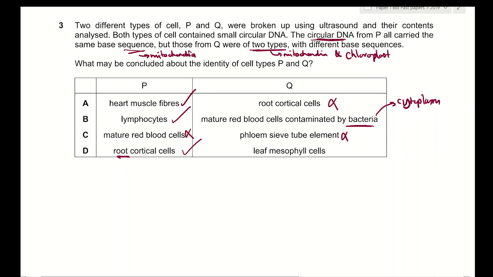Now, finally, for D, leaf mesophyll cells. So mesophyll cells, they need to photosynthesize. Therefore, they must have both mitochondria and chloroplasts. Therefore, D is going to be the correct answer.